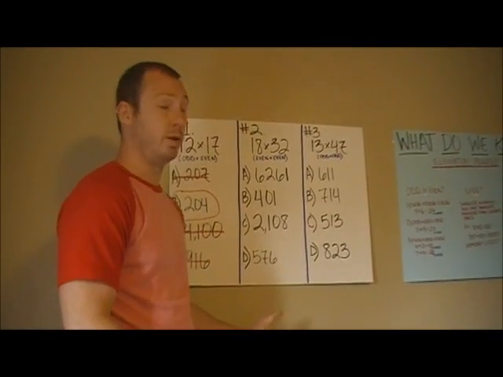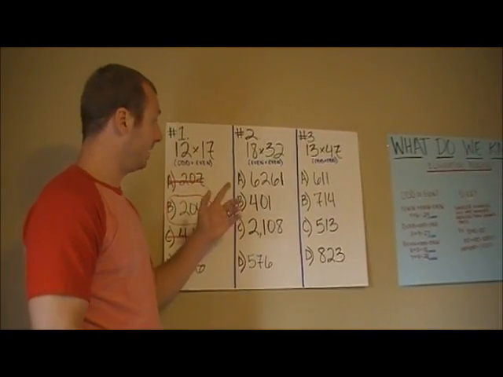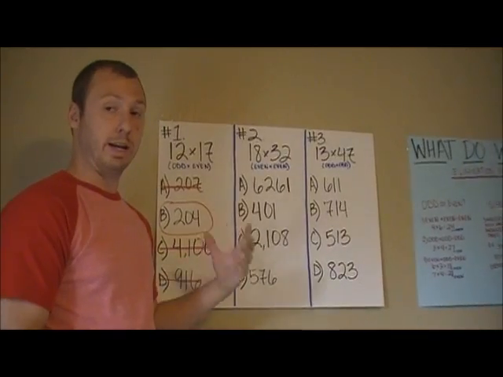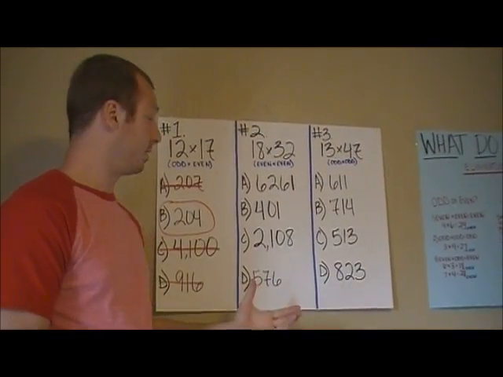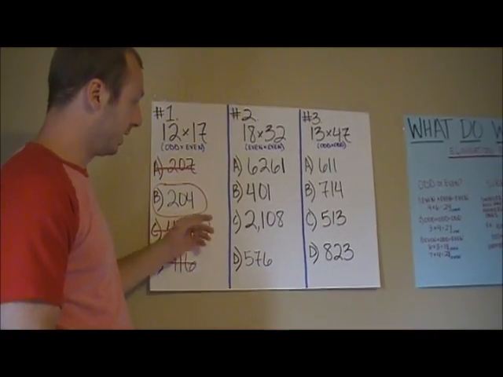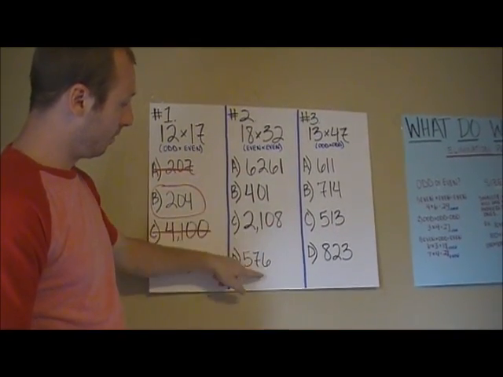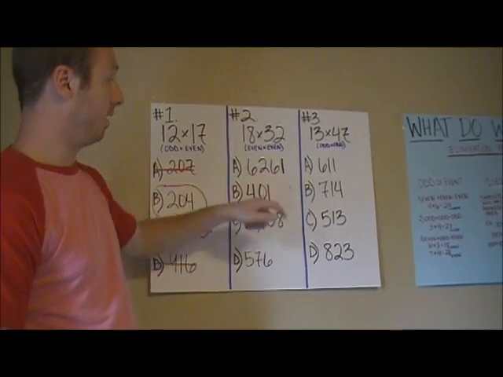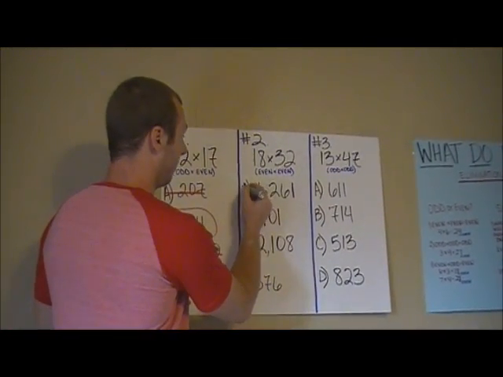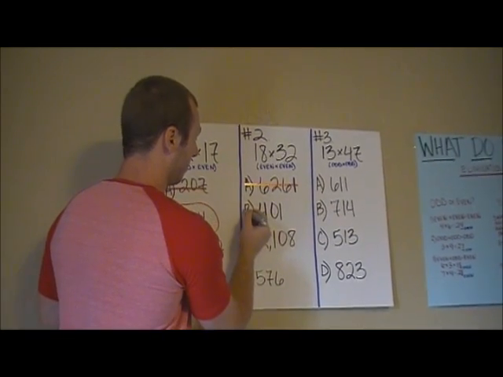Now moving on to number 2. In this one we have 18, which is an even number, and 32, which is an even number. And an even times an even is going to give us an even answer. So looking at the choices, we can see that we have an even number, an odd number, and an odd number. So we can immediately eliminate A and B from our answer choices.